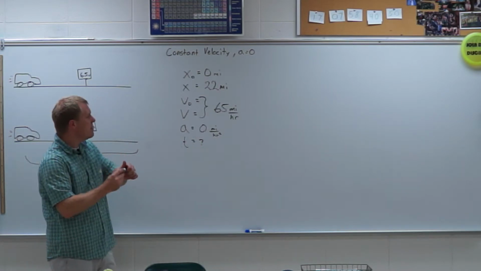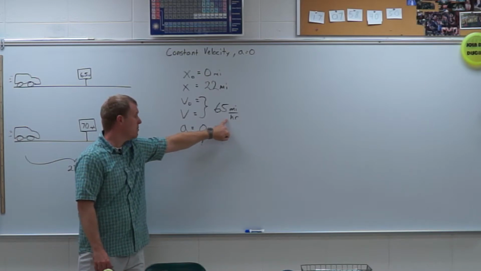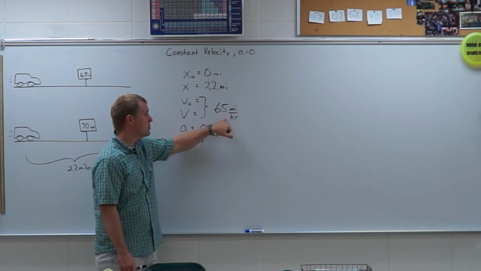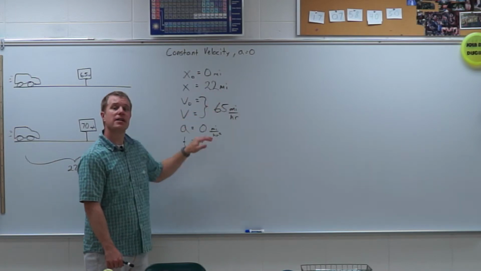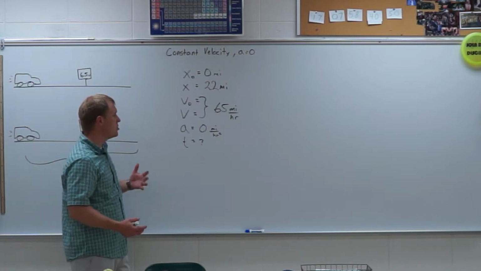Now, because I'm using miles and miles, I'm okay. Because I'm using miles per hour, my time is going to come out in hours. If I'm using meters per second, I'm going to need to use meters, and my time will come out in seconds. Okay? All right, so what equation should I use?